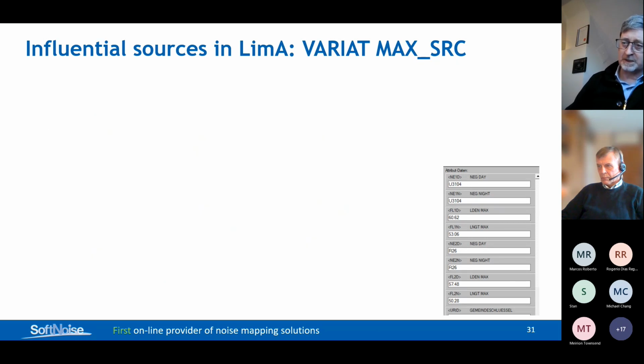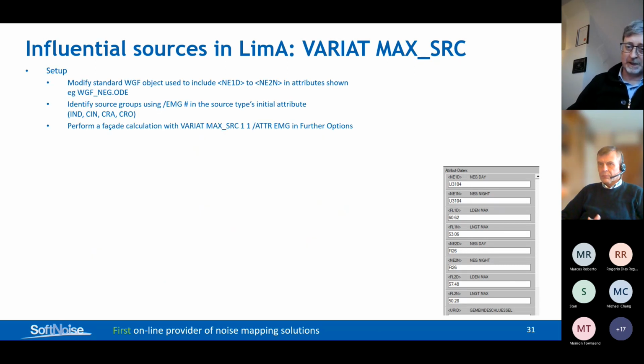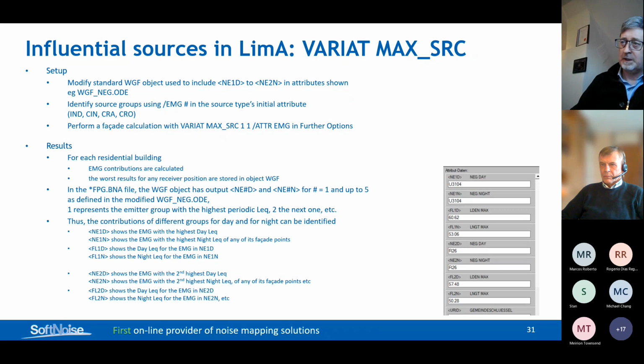Let me go on to the next slide to tell you how to set this up and to give you an example of what it looks like. So you need to modify the standard WGF object to include the relevant attributes to show the results. You also have to identify emitter groups in each of the source groups, and all the different source groups are supported. You need to perform a facade calculation and to use this variation in the further options in order to get the results.